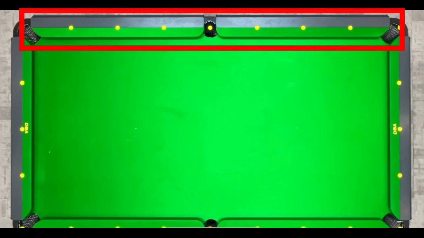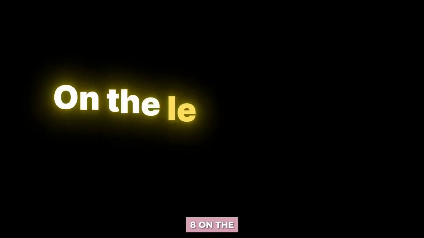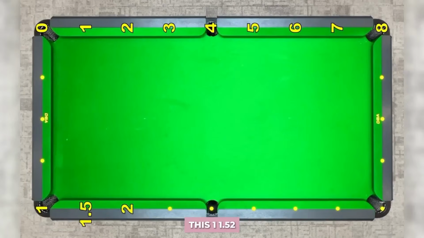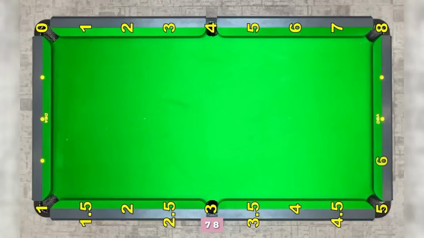For example, on the right long rail, label the 9 diamond points like this: 0, 1, 2, 3, 4, 5, 6, 7, 8. On the left long rail, label them like this: 1, 1.5, 2, 2.5, 3, 3.5, 4, 4.5, 5. And on the short rail, label the diamonds: 6, 7, 8.